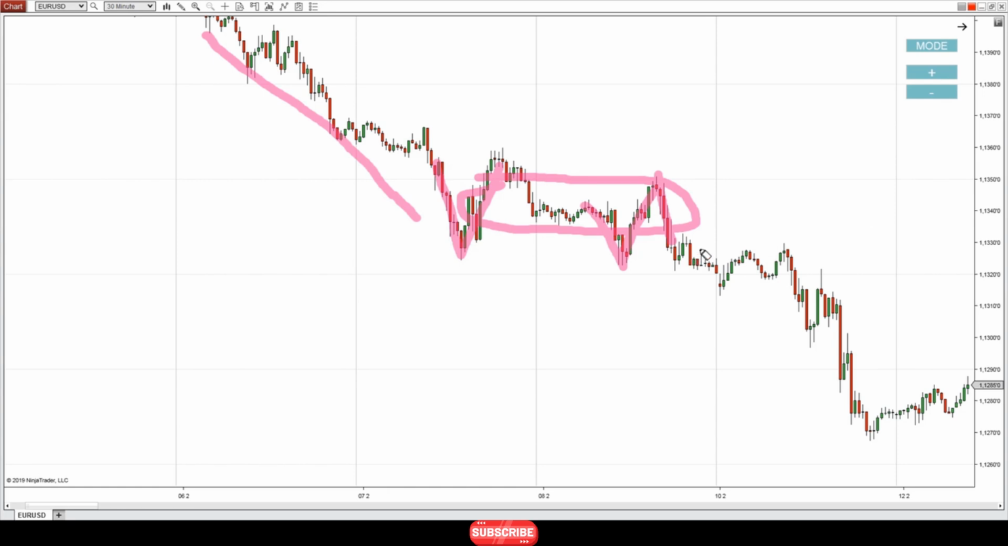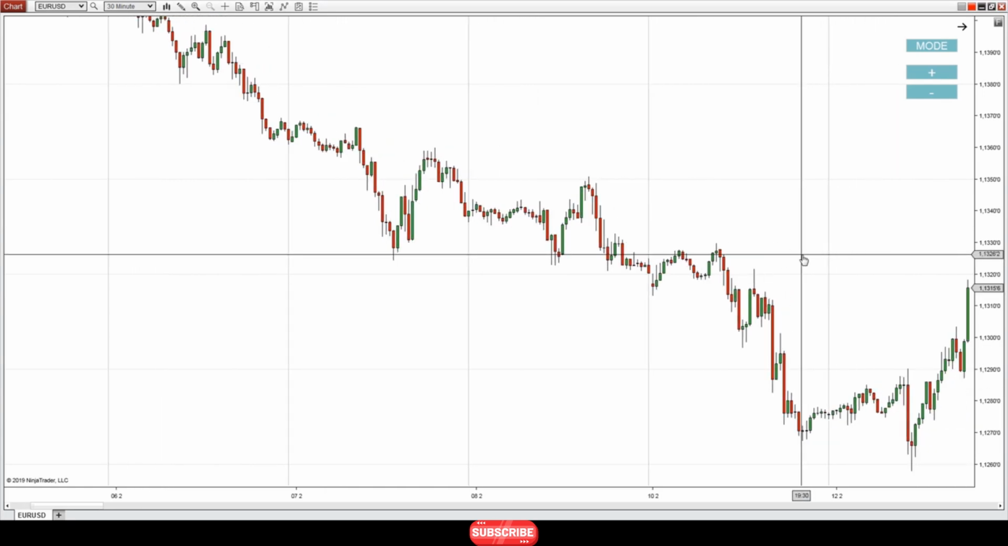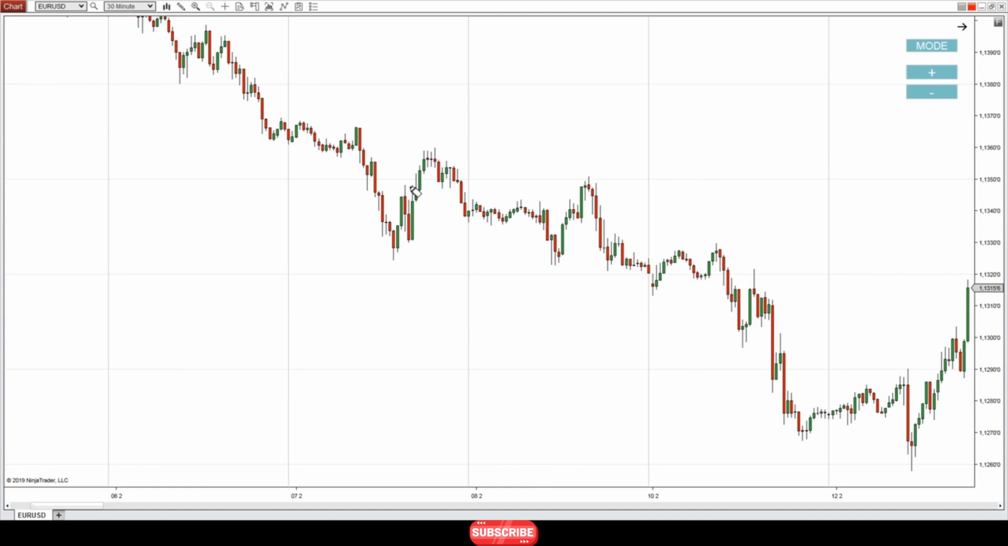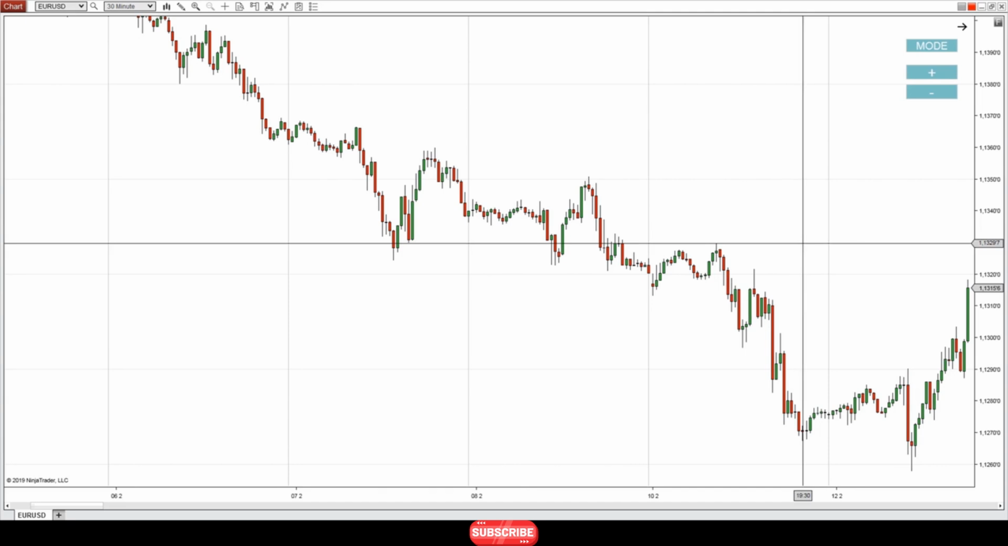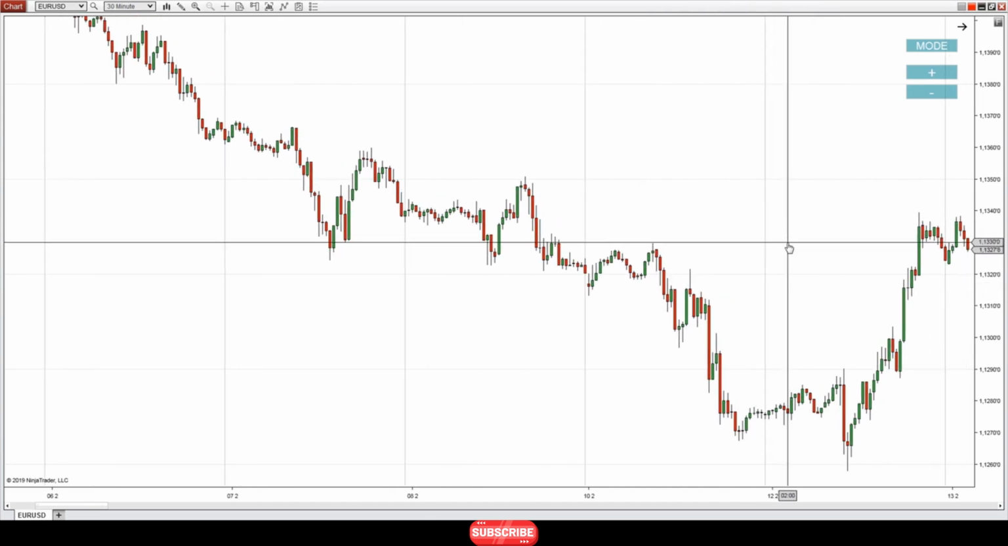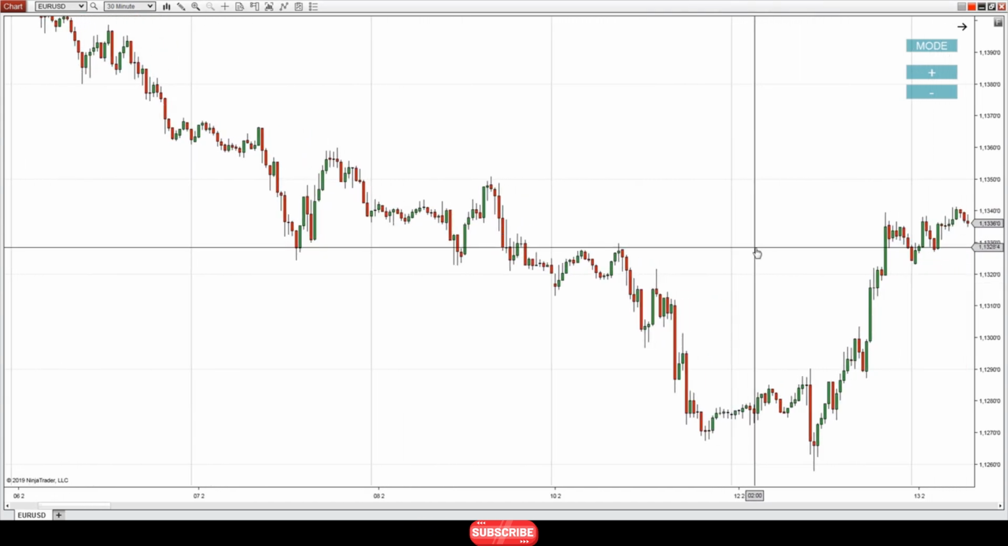And then, as you can see, the selling activity continued. And then, after this selling activity, there was a rejection of lower prices, aggressive rejection of lower prices, which indicates that the downtrend could be over and there could be a rotation or a change of trend. As you can see, there was a change of trend after the rejection.